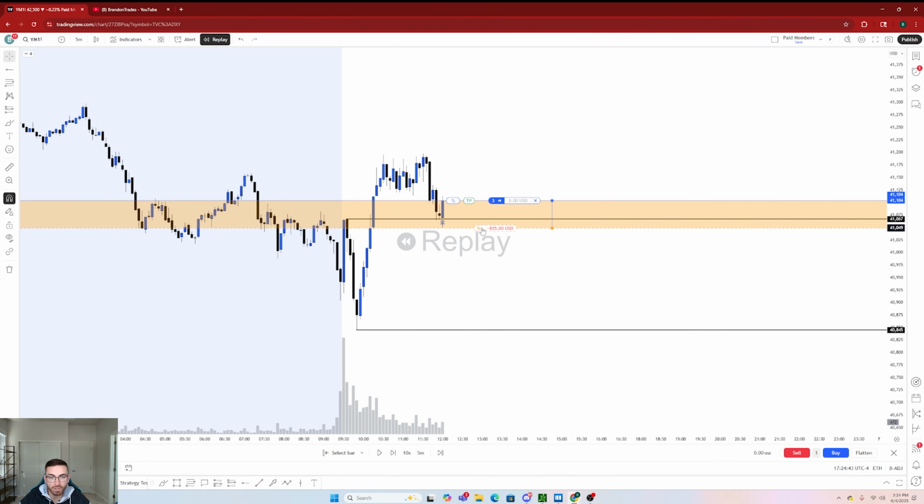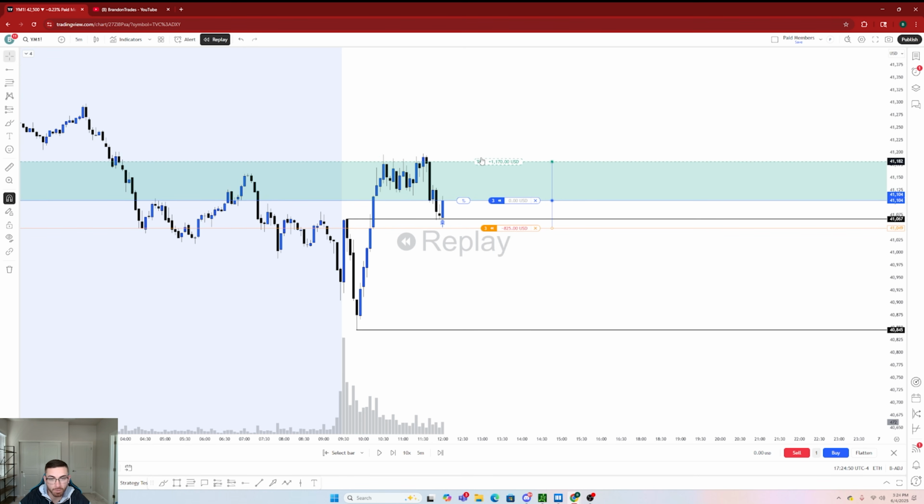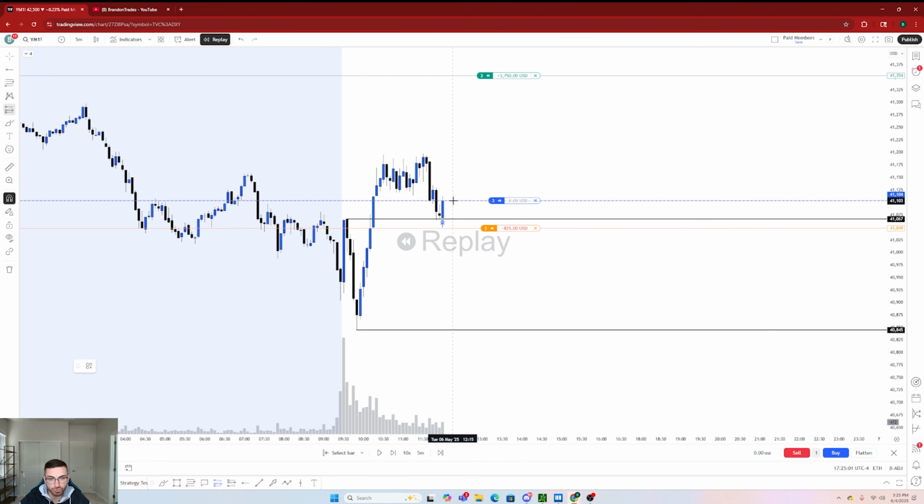So here is roughly where your stop loss would be. You'd be risking roughly about $825. As always, we want bare minimum a 1-to-1 risk to reward. Ideally, this high point right here. So about like a $1,400 take profit. We'll just put it higher for now. And this is how your trade would look.